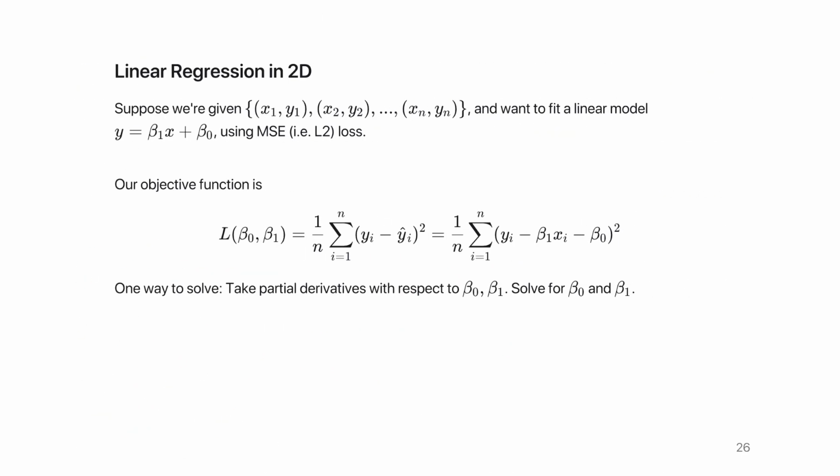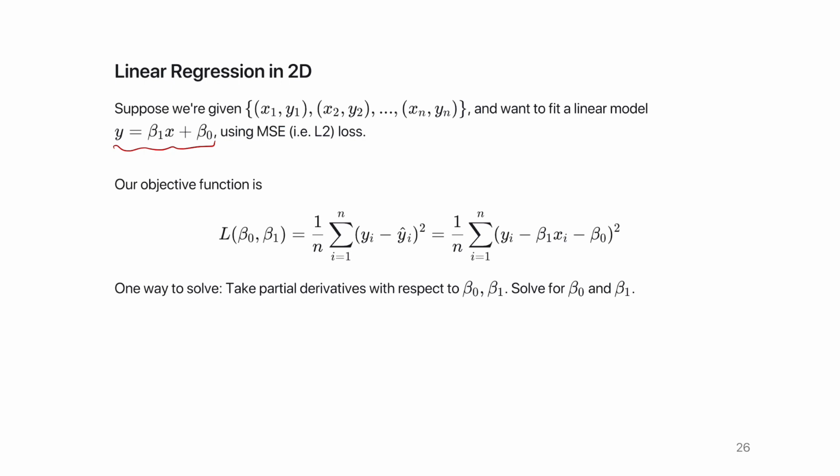So to motivate where linear regression comes from, first let's just start with the problem. Suppose we're given a set of points, x1, y1, x2, y2, and so on and so forth, and you want to fit a line y equals beta 1 x plus beta 0. Essentially you're just given a scatter plot of points, and you want to find the y equals mx plus b that goes through it the best, roughly speaking. And so our model is y equals beta 1 x plus beta 0.